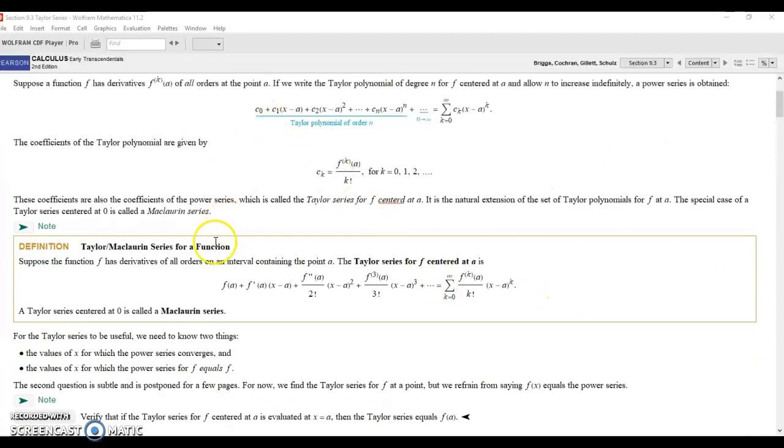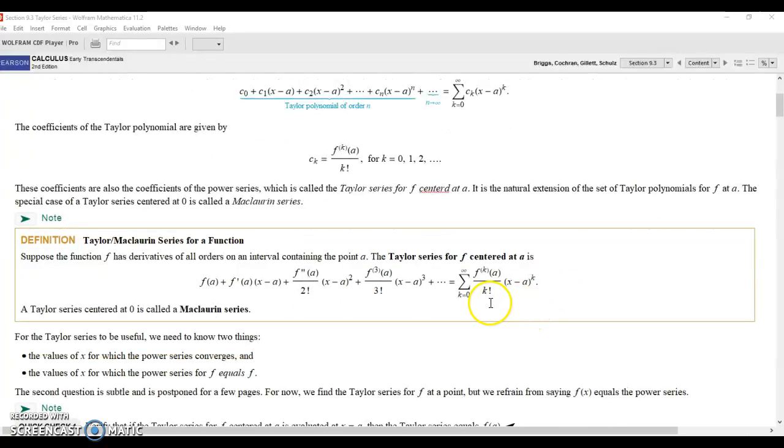So here is our definition of a Taylor series or a Maclaurin series. A Maclaurin series is just a Taylor series centered at 0. So again, we have to have all the derivatives of all orders on our interval containing a point a, then our Taylor series looks just like our Taylor polynomial did back in section 9.1. f of a, f prime at a, x minus a, plus f double prime at a over 2 factorial x minus a squared, and so on and so on. Written in series form, this is the sum k equals 0 to infinity of f kth derivative at a over k factorial x minus a to the k.